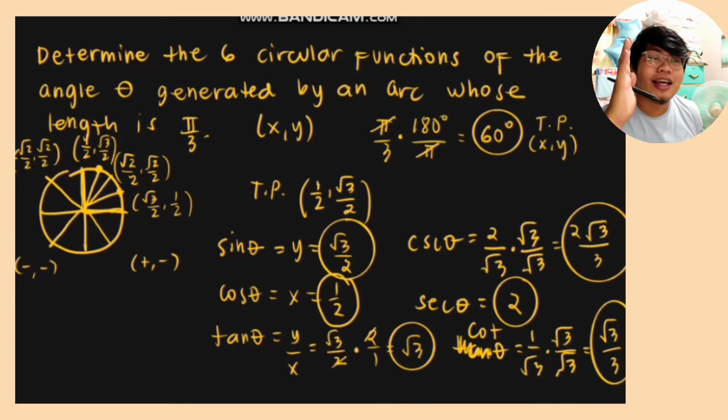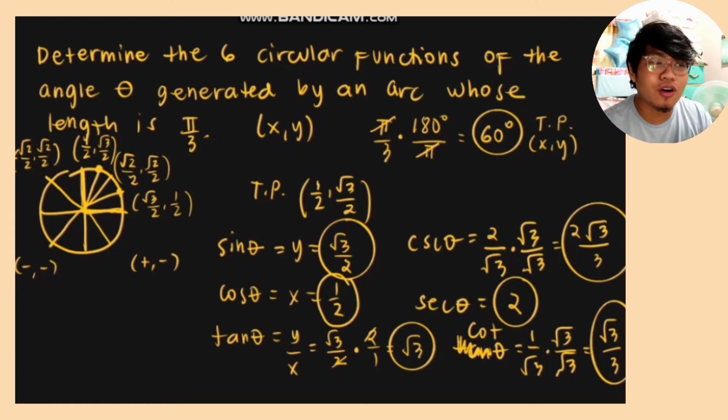So, ayan lang, guys. Di ba, napakadali lang. As long as you have the terminal point, mas madali na siyang makukuha. Kasi ang kailangan nyo lang gawin, kapag may terminal point kayo, automatically you have the sine and cosine. That is x and y. Di ba? And then, tangent, ganun na lang.